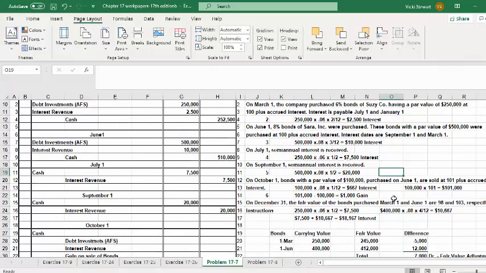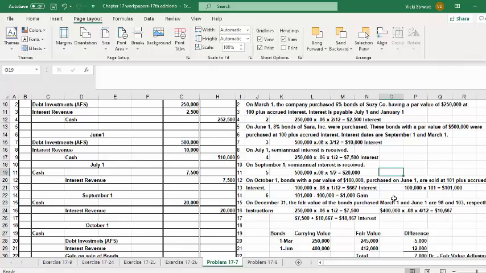On October 1st, bonds with a par value of $100,000 purchased on June 1st are sold at 101 plus accrued interest. So we are selling $100,000 of the Sarah Company bonds, and they are sold at a premium. We know that because it says they are sold at 101, and we will also receive the accrued interest for the additional month since the last time that the bonds paid interest on September 1st. We are not selling the entire bond issue, we're only selling $100,000.